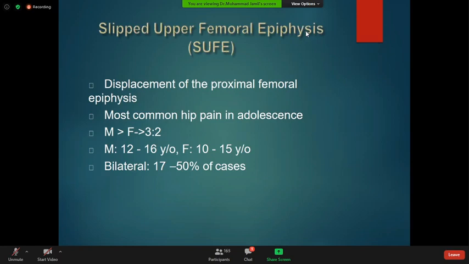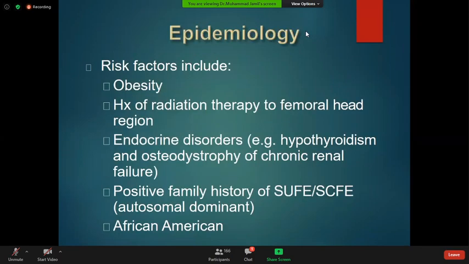It is the most common cause of hip pain in adolescents. In males greater than females, 3:2 ratio. It affects males at 12 to 16 years of age, while it affects females at 10 to 15 years of age. It's bilateral in 50% of cases.